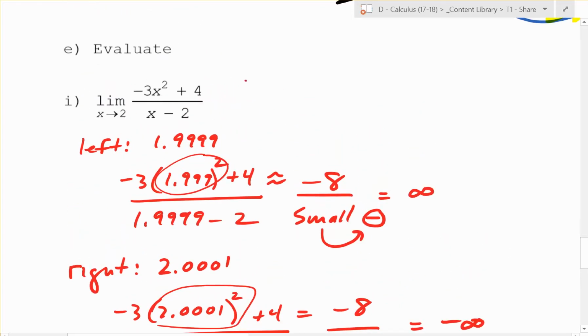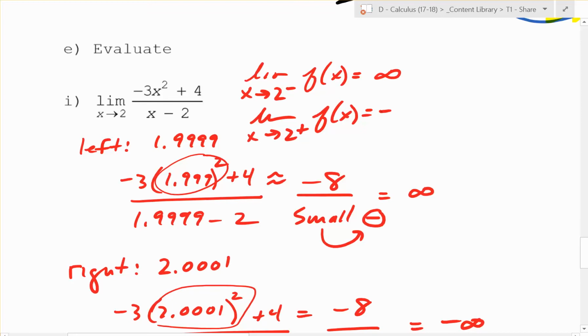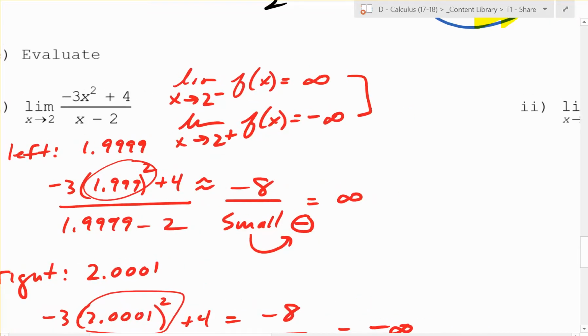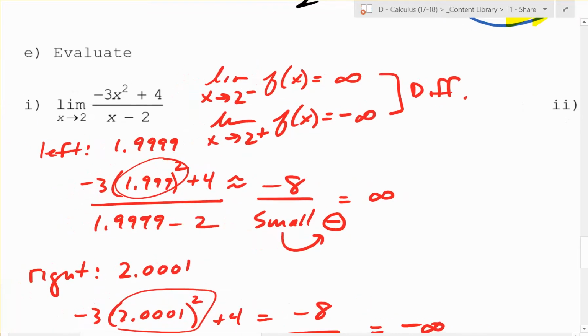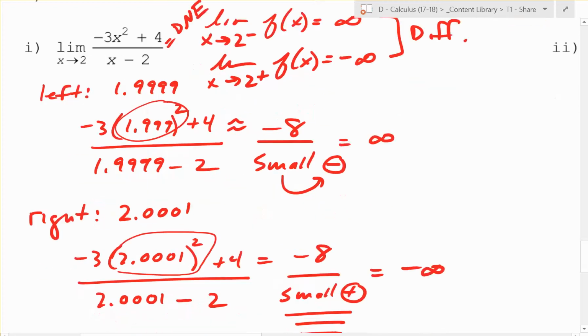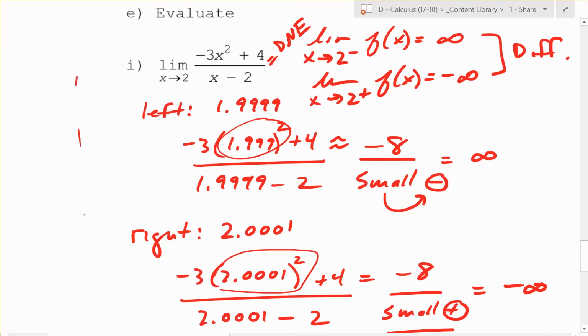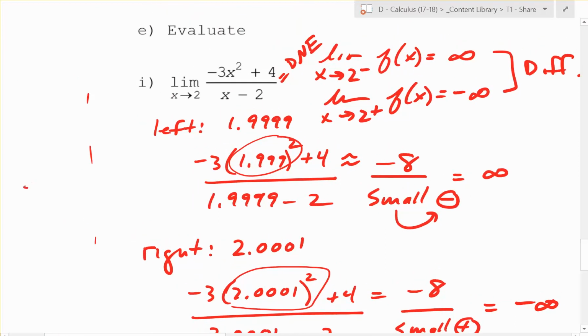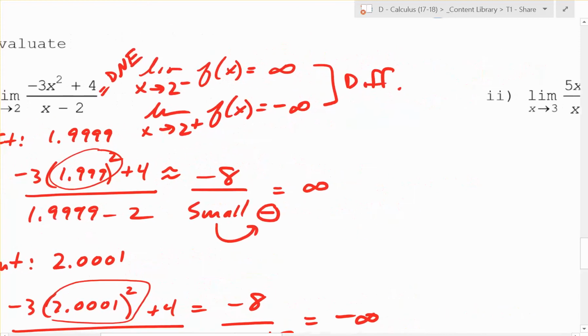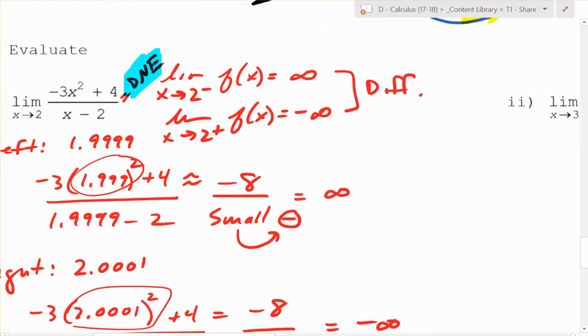What this shows us is that the limit as x approaches 2 from the left of this function f of x is infinity, but the limit as x approaches 2 from the right of this function is negative infinity. The left-hand and right-hand limits are different, so therefore we say that this limit right here does not exist. Couldn't factor it, had to test from left and right. We now know that there's a vertical asymptote. From the left, it's going up, and from the right, it's going down. Therefore, the limit as x goes to 2 does not exist. This would be the final answer right here.